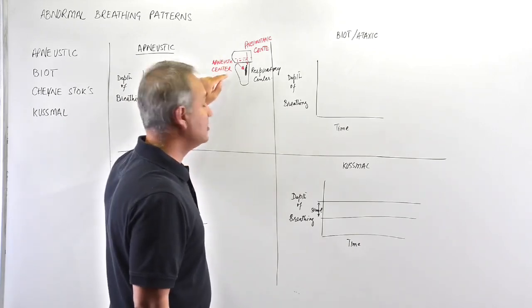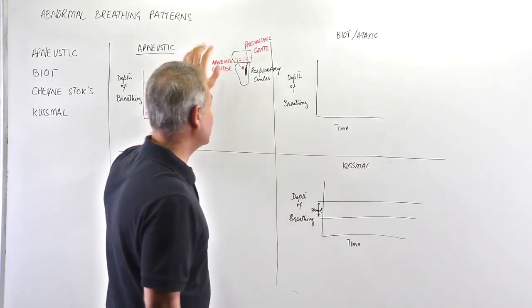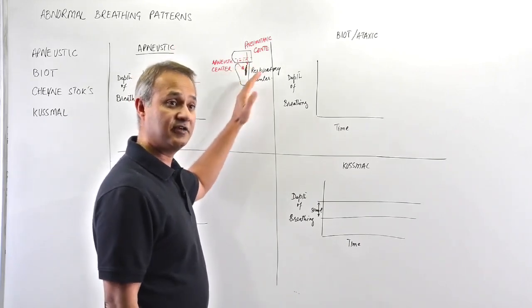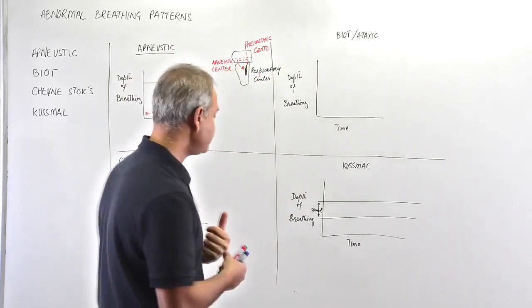Now when there is caudal medulla damage, this center can start becoming irritated and active, and that would cause this kind of apneustic breathing.